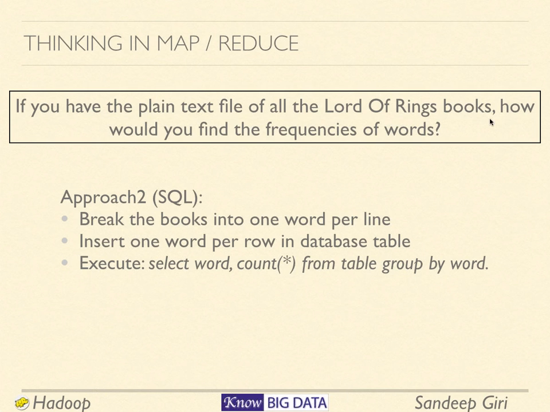Once we have finished scanning the data and putting it into SQL, we do select word, count star from table group by word. So what is the problem do you see here? Did you get this approach? Here we are utilizing Microsoft SQL or Oracle SQL or any other SQL database to do the counting for you. Do you see any problem with this approach?